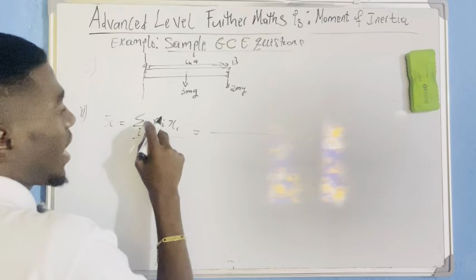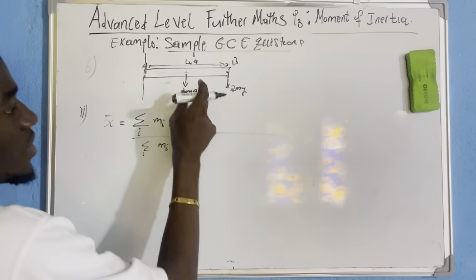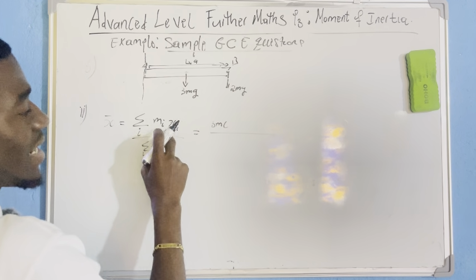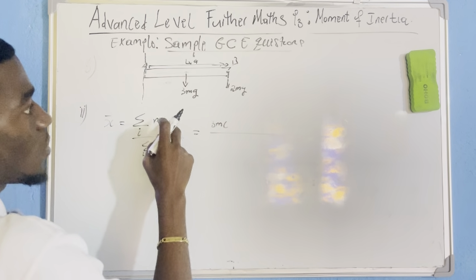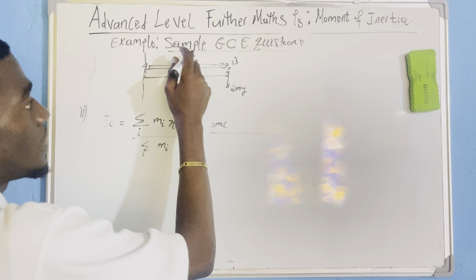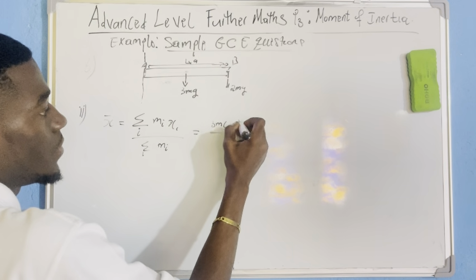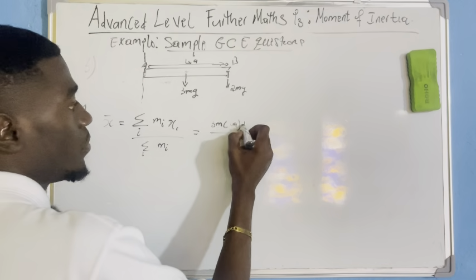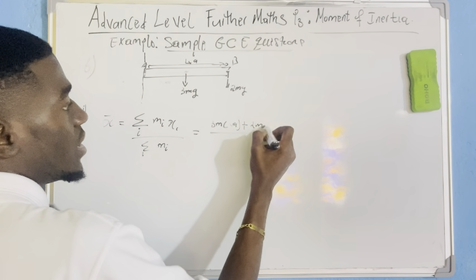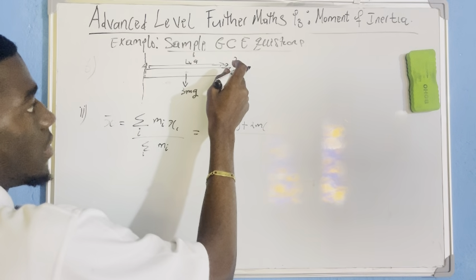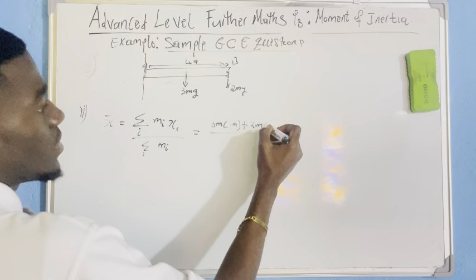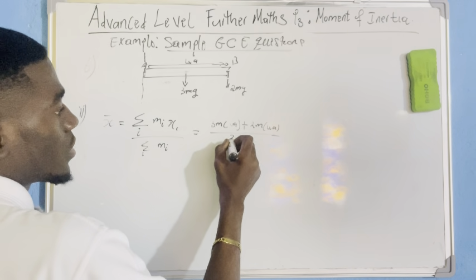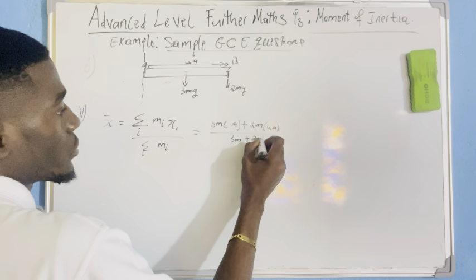Now I can start with the mass of the root, which is 3m. Then xi is the coordinate from A, which is 2a. Then plus, summation means plus, the mass m. The coordinate from A of the point mass is 4a. Then divided by 3m plus 2m.